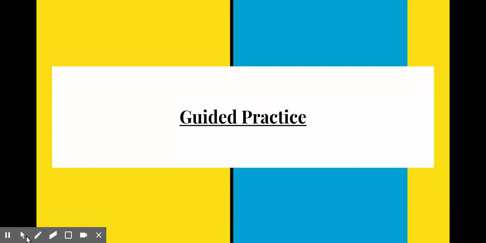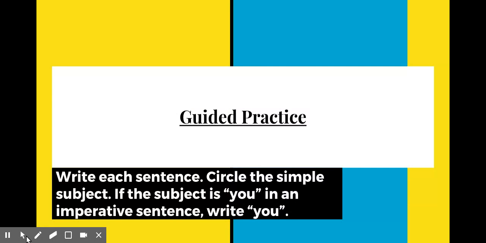All right, let's do a little bit of guided practice. I want you to write each sentence and circle the simple subject. If the subject is you in an imperative sentence, then just write you next to your sentence because it's not there in the sentence. It's implied. We won't see it.